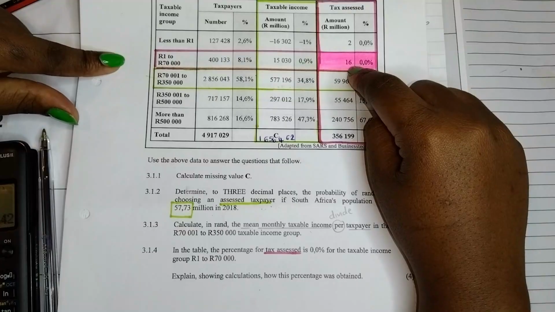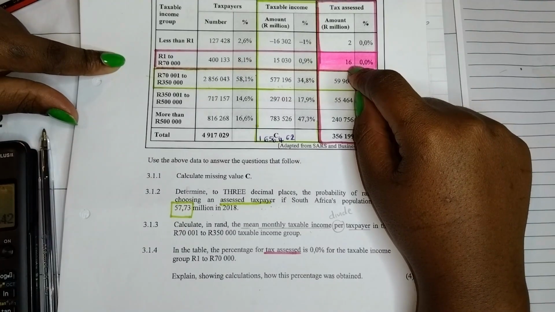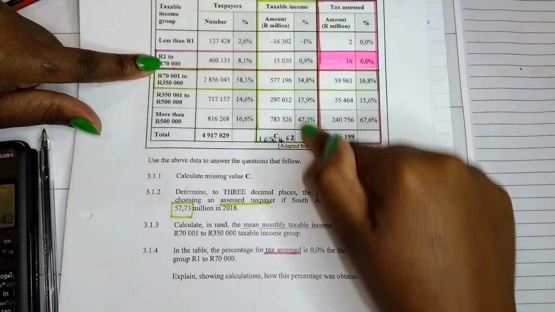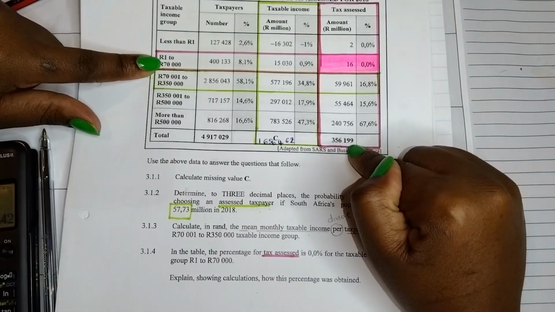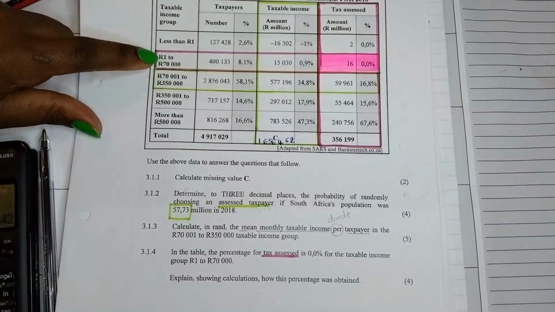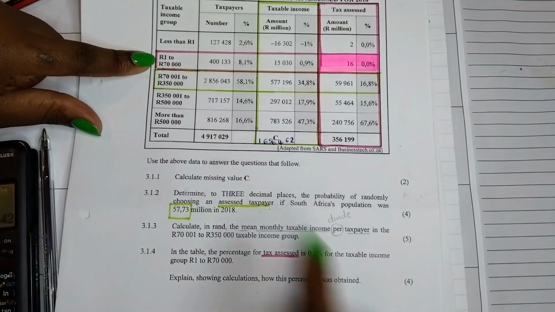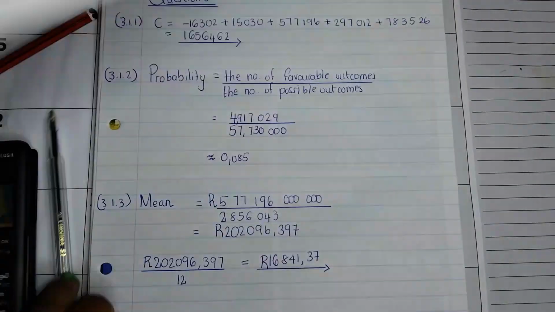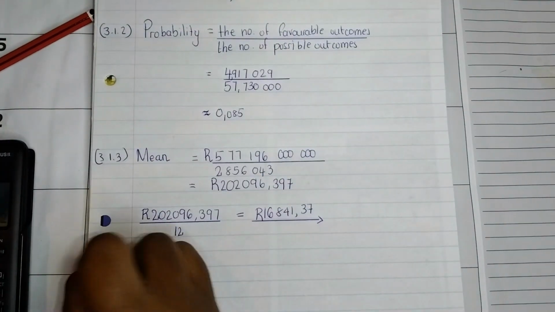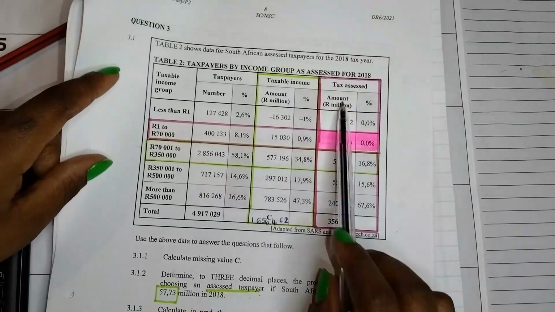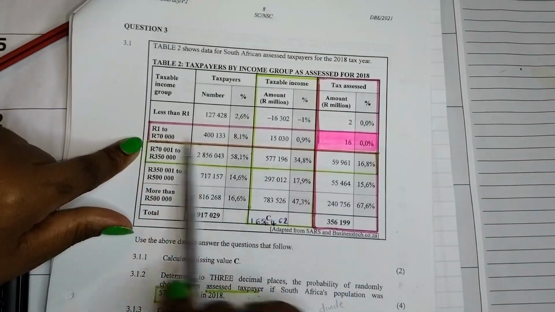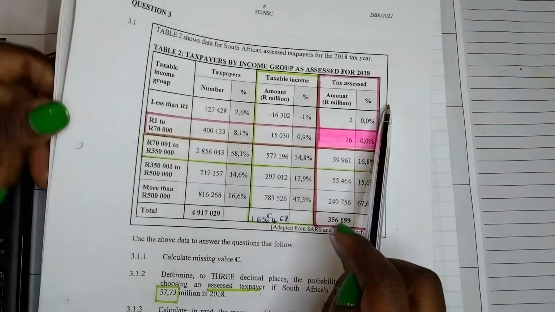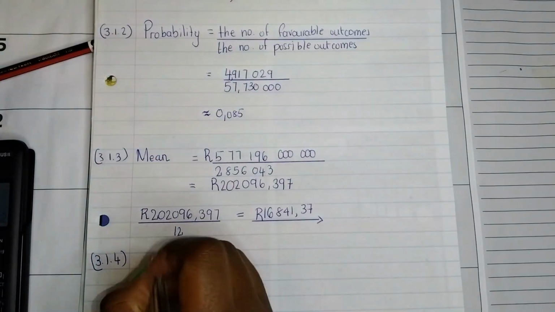Okay, you take the total amount of tax assessed for this group and divide it by the total amount of the tax assessed, which is that one, to get the percentage of the tax assessed for the 1 rand to 70K group. Okay, this is 3.1.4. To get the percentage, what is the tax assessed for the 1 rand to 70K group? It was 16 million. So we need to add what? 6 zeros to that 16.